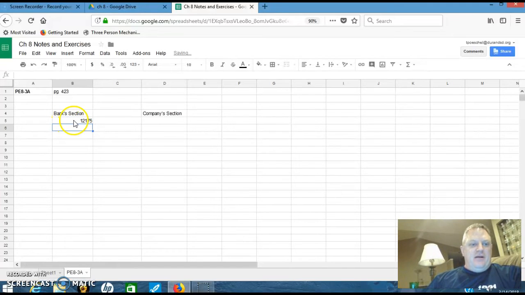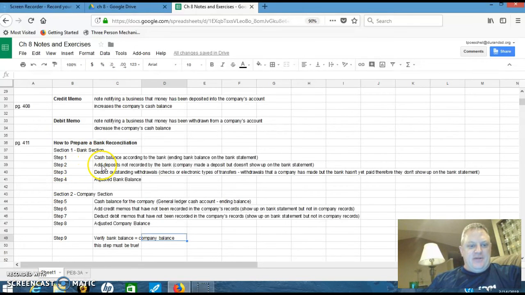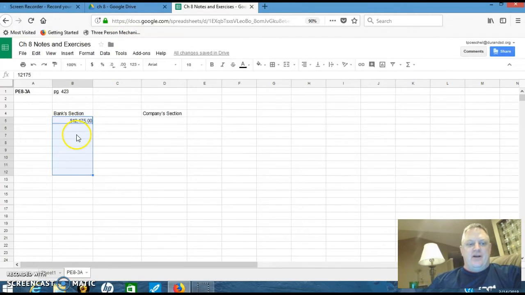Okay. The second step then says, and I'll look back, second step then says add deposits not recorded by the bank. The company made a deposit but it doesn't show up on the bank statement. These are basically going to be what are called deposits in transit. Would also be considered outstanding deposits.